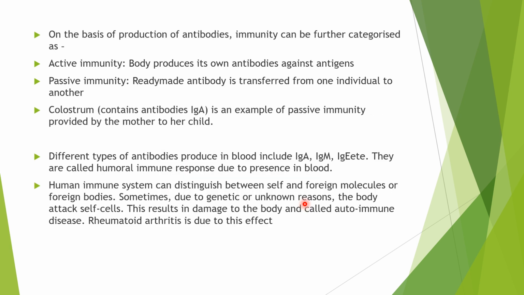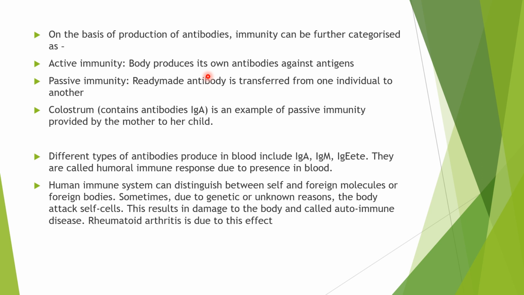Next to the structure of the antibodies, on the basis of the production of antibodies, immunity is further categorized into two types. First is active immunity and second is passive immunity. Now what are active and passive immunity? Active immunity means the body produces its own antibodies against antigens. That means the body itself has the ability to produce antibodies against the antigen, and antibodies will only be produced when there is an entry of any antigen.